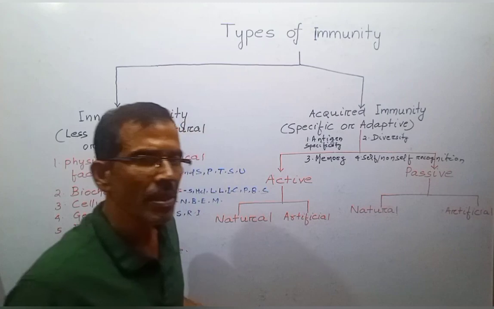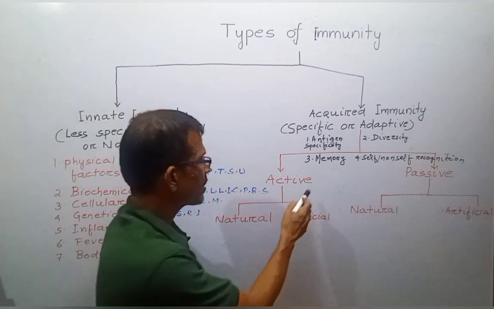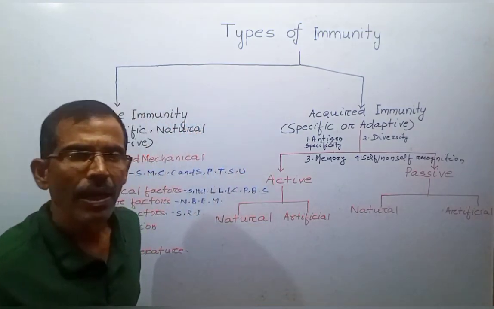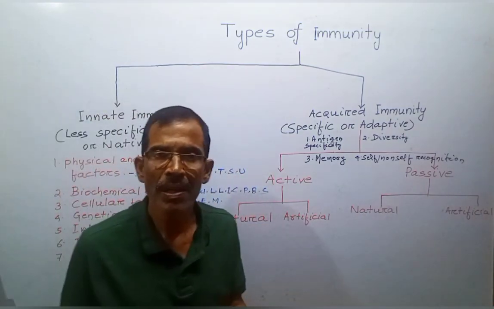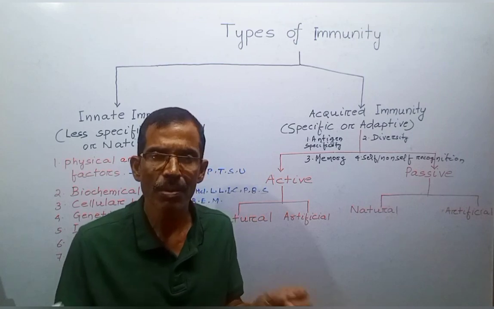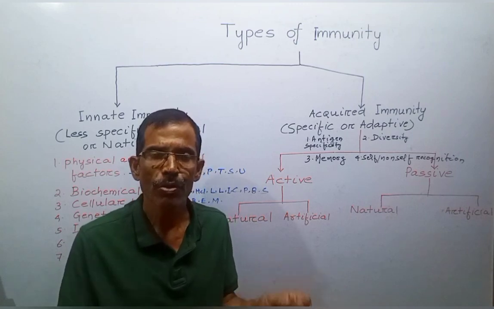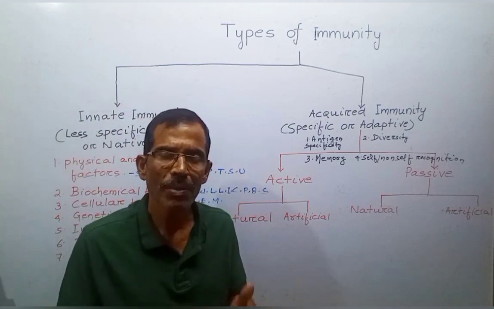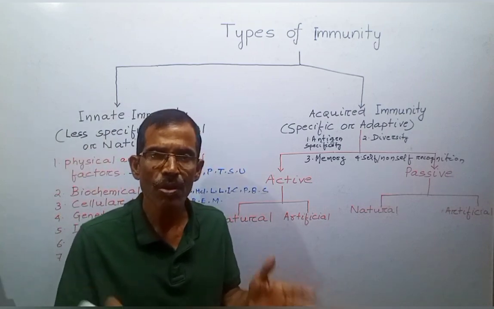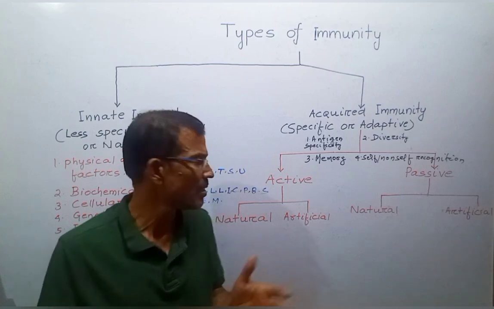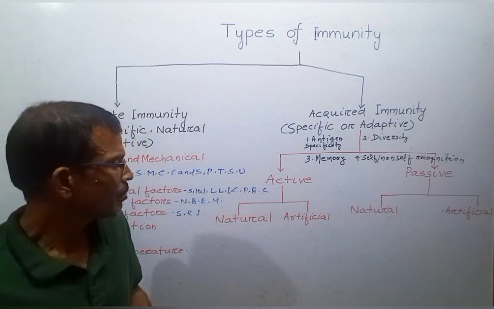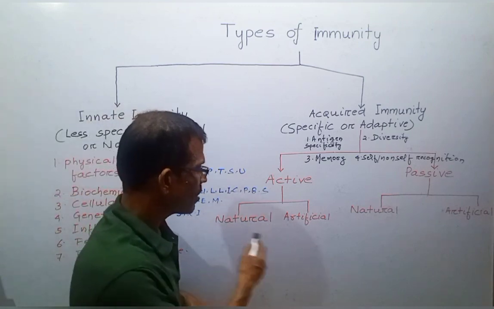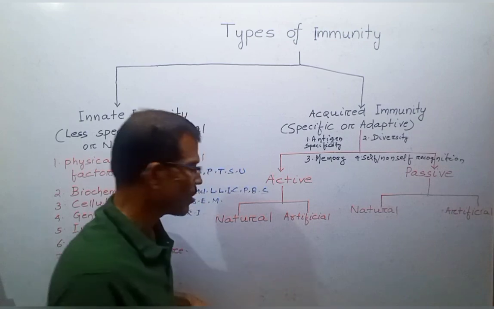Acquired immunity is of two different types: active immunity and passive immunity. Active immunity develops in an individual as a result of natural infection or through vaccination. Active immunity involves the synthesis of antibodies or immunologically active cells. Active immunity is again of two different types, such as natural immunity and artificial immunity.